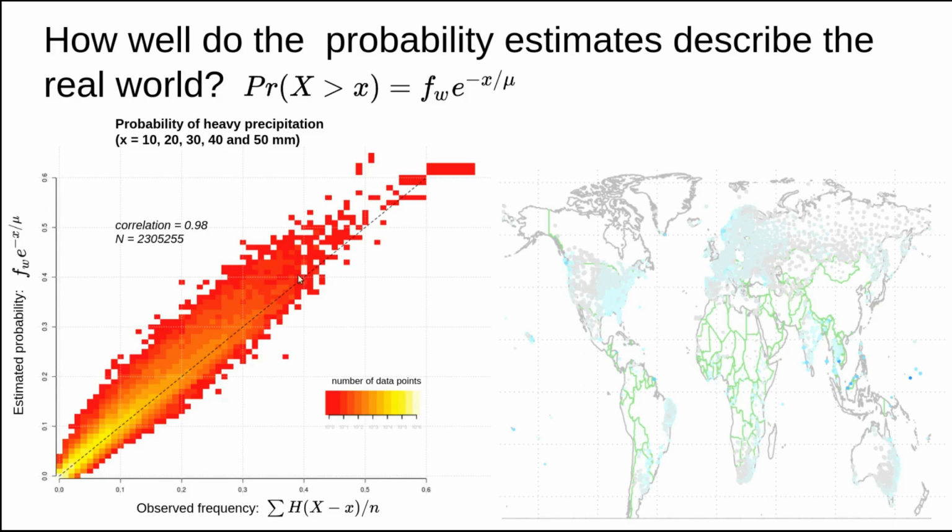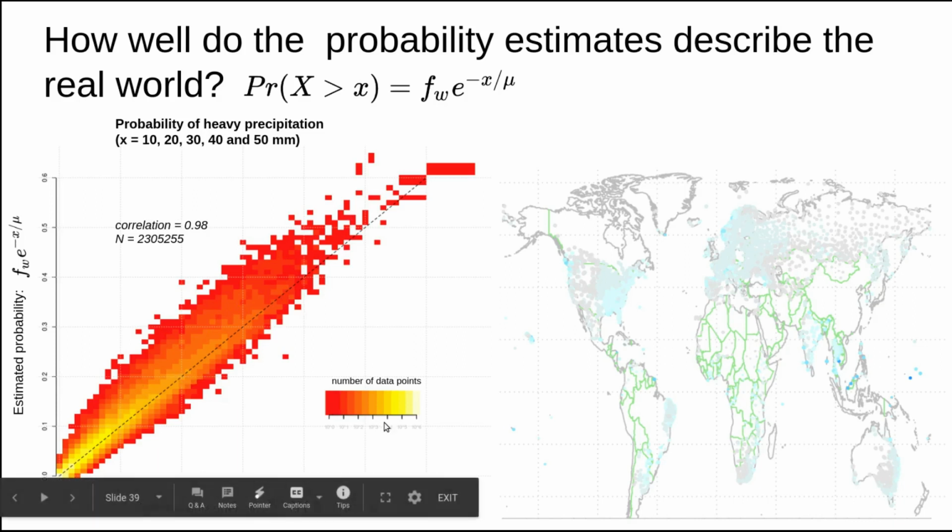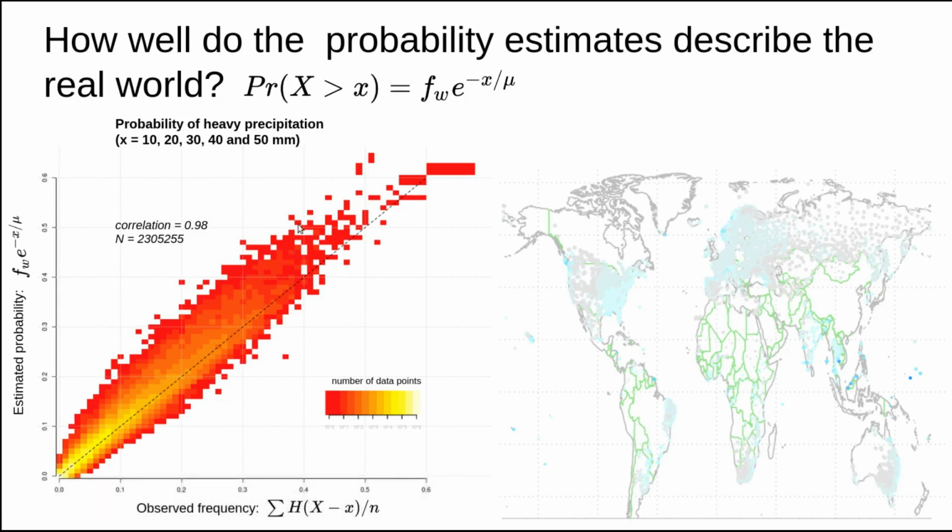You can see this is actually a heat map with a logarithmic scale. So the yellow lines here are about 100,000, whereas the red ones are just a few tens. So you can see that this formula is actually very useful, because it gives a very good approximation of the observed frequencies of heavy rains.